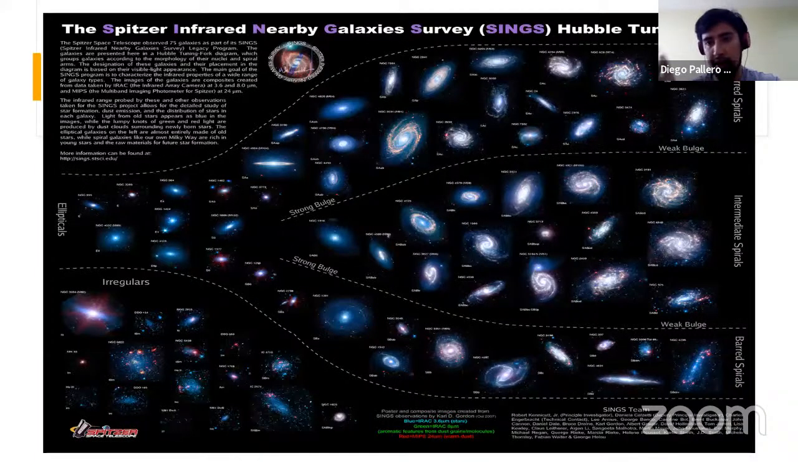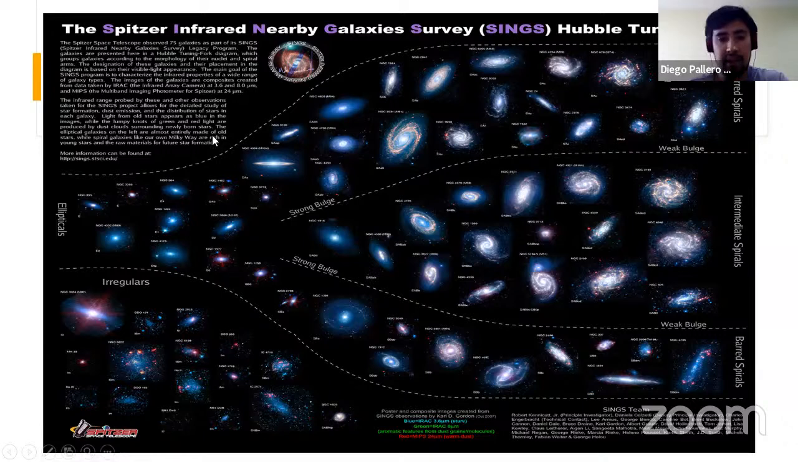So first of all, I want to tell you what galaxies are. As we know, galaxies are agglomerations of dark matter, gas, and stars. We can find them in a variety of shapes and forms. In this image, you can see the tuning fork diagram, which shows the different morphologies and shapes in which we could find galaxies. This image is taken from the Spitzer Infrared Nearby Galaxies Survey, SINGS.